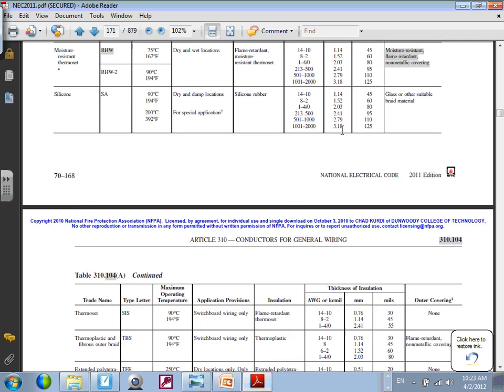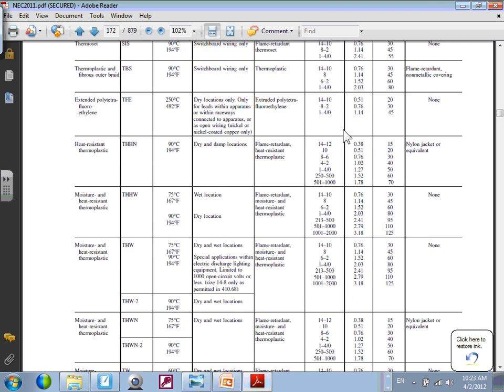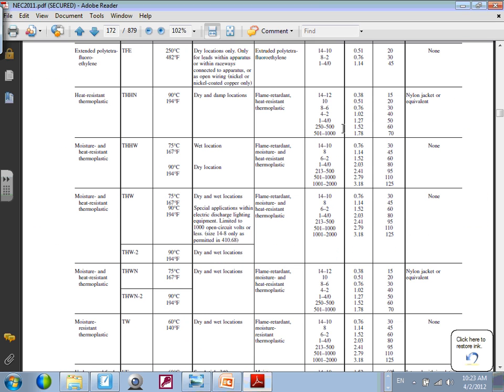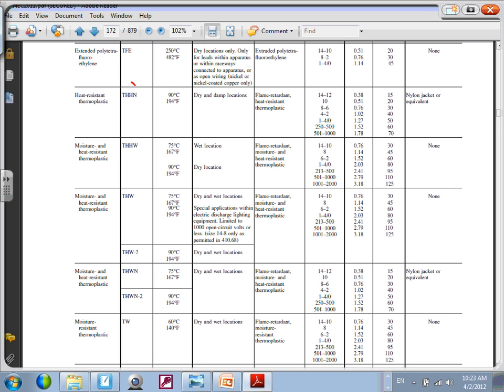The most common ones you guys are going to use is right here: THHN, THHW. The ones that are notoriously famous. THHN rated for 90, dry or damp location, no problem. From 14 to 1000, you can buy it. THHW from 14 to 2000. Can you see how THHW is more superior in terms of sizes? You can use it in wet location, 75, in dry location, 90.